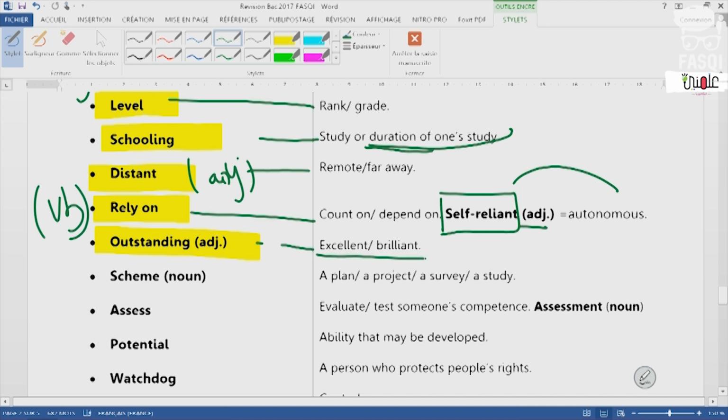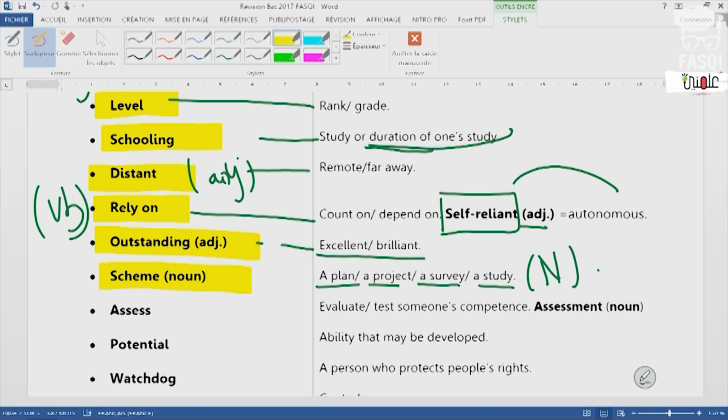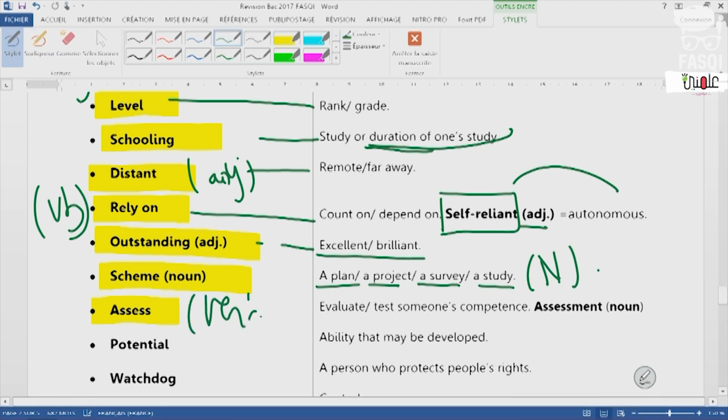The word scheme, if you remember the scheme when we talked about HR, lesson number 6. Here we talked about a plan, a project, a survey, a study. All of them are noun forms. I'm going to talk about the verb assess. That's the fact of evaluation, to test someone's competence. And the noun form is assessment. We assign a test in order to assess pupils, in order to evaluate, evaluation.